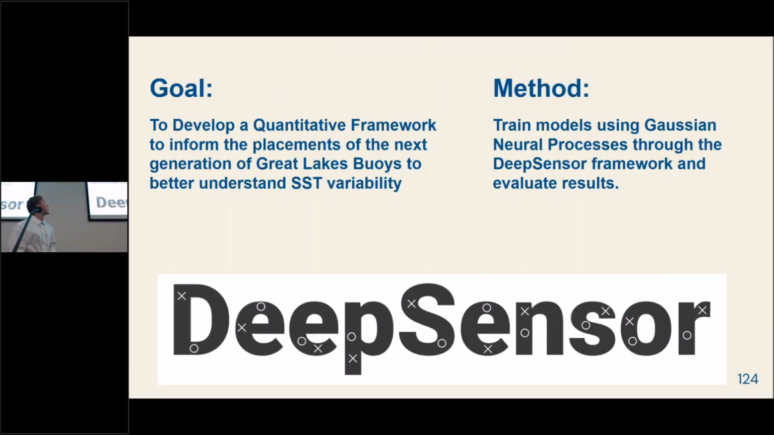So I'll reiterate, our goal is to develop a quantitative framework to inform the placements of the next generation of Great Lakes buoys, specifically with the goal of better understanding sea surface temperature variability. And the way we want to do this is by training models using Gaussian neural processes through the DeepSensor framework and evaluating the results.